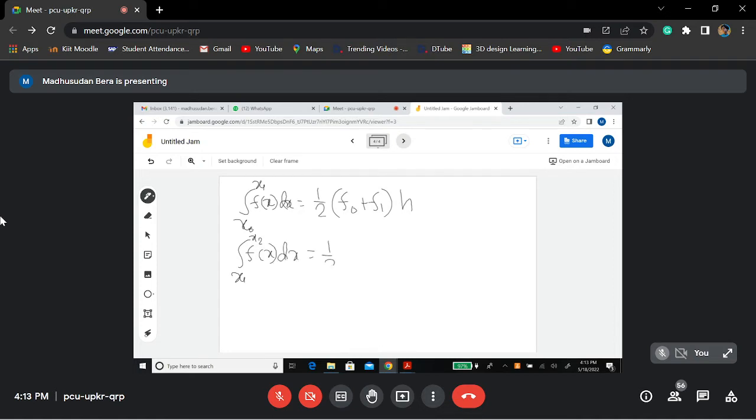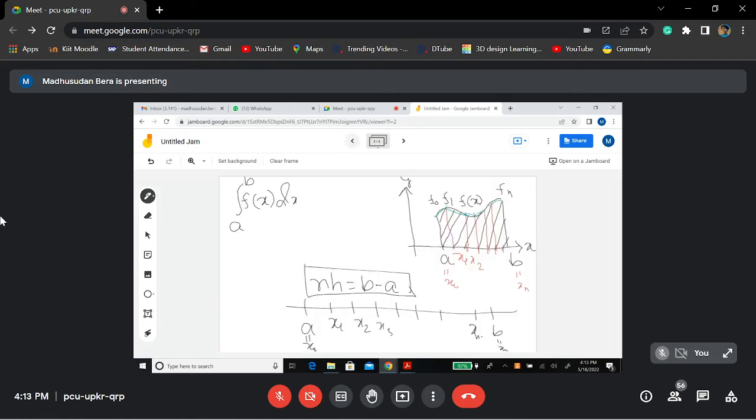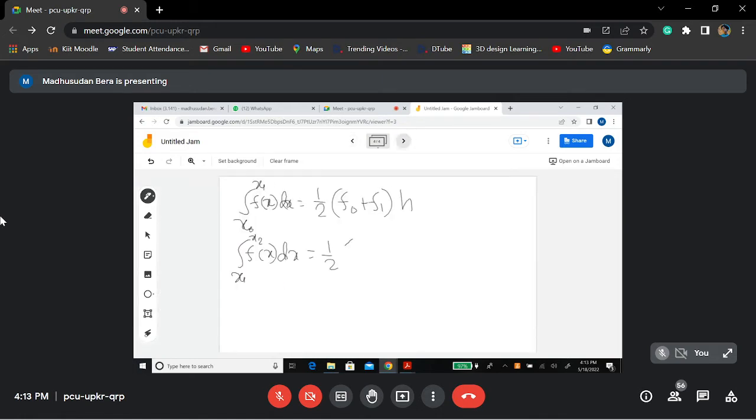Half into f1 plus f2 into height. What is the small interval height? H. That way, what will be the last one? That way it will continue, xn minus 1 to xn, integration fx dx will be half into fn minus 1 plus fn into h.